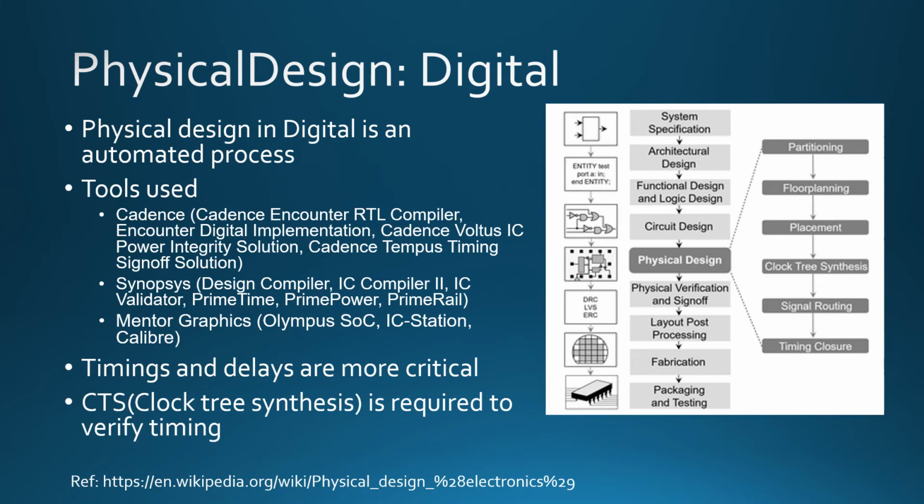Now comes the physical design aspect of a digital circuit compared to the analog circuit. The physical design in digital is a completely automated process. There are different steps associated with physical design: partitioning, floor planning, placement of different blocks, clock tree synthesis to make sure your timing analysis is correct, signal routing, which is how the signals are routed between the gates or circuits inside the digital, and timing closure.